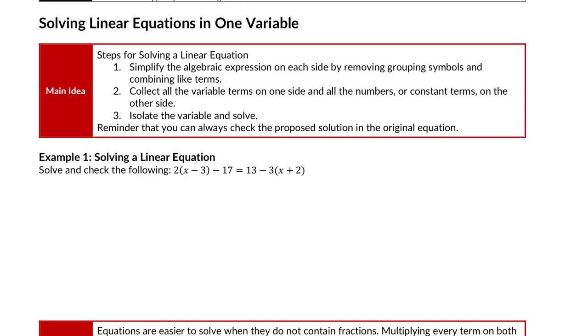You might actually be okay with solving linear equations in one variable, but the general concept here is you're going to simplify the algebraic expression on each side by removing grouping symbols. That's a fancy way of talking about distribution. Distribution is generally how we remove grouping symbols, and then combine like terms. Then you're going to move everything to its own side. All of the variables will go on one side and all of the numbers or constants will go on the other. You'll isolate the variable using inverse operations and solve.